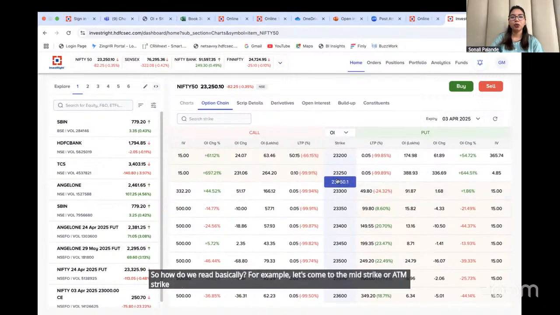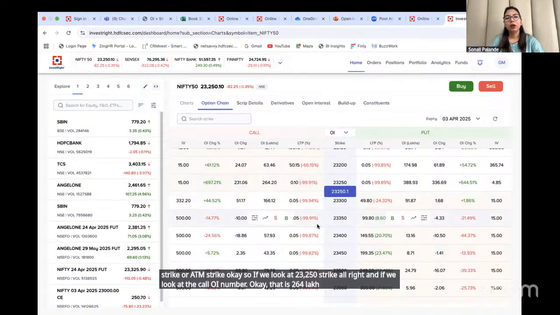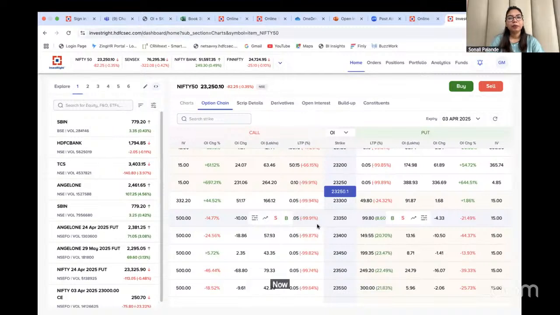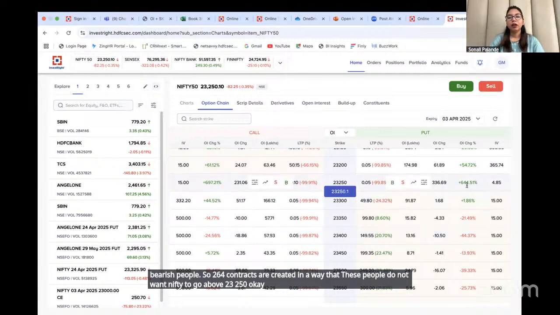Okay, so if we look at the 23,250 strike, and if we look at the call OI number, that is 264 lakh. Now, who are these people? These are the call sellers, which means these are the bearish people. So 264 lakh contracts are created in a way that these people do not want Nifty to go above 23,250.